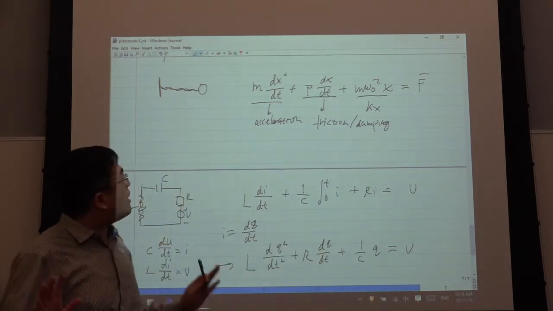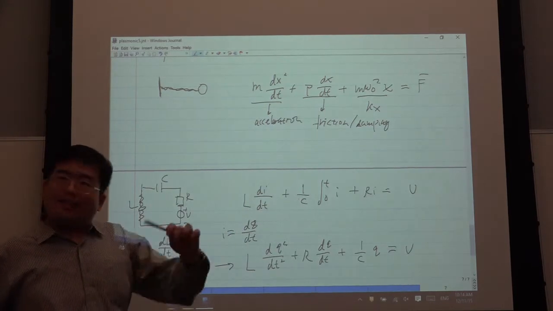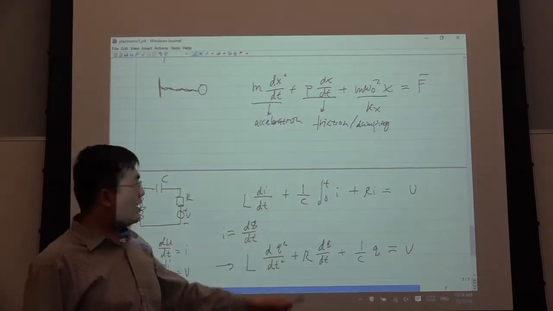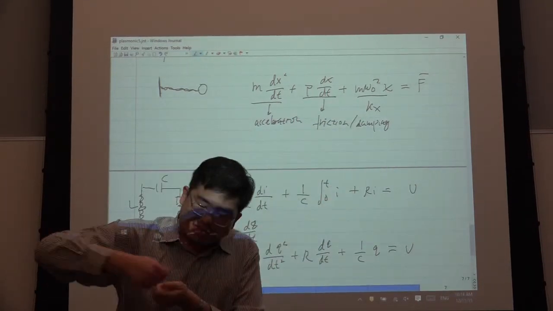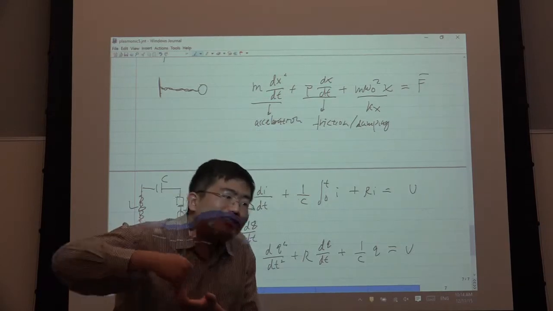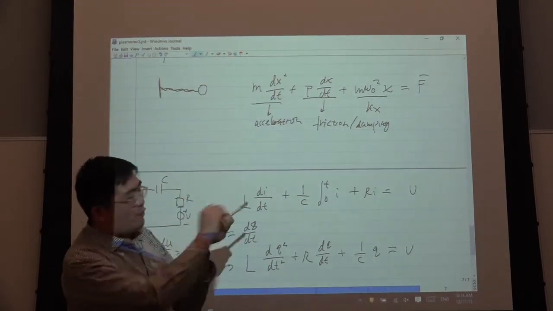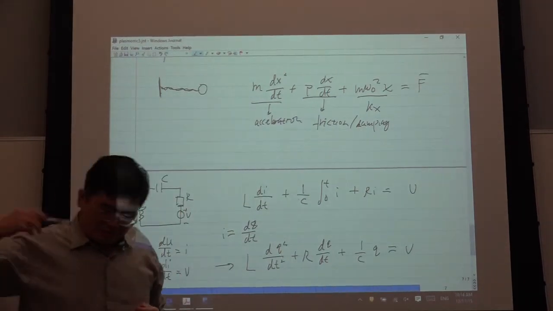So by analogy, L is m. The inductor is the effective mass. R is the friction. 1 over C is just k, so capacitance is similar to the spring constant. L is similar to the mass or inertia. Why is it so analogous? Remember the physics?